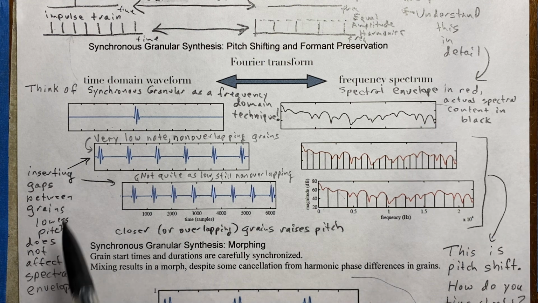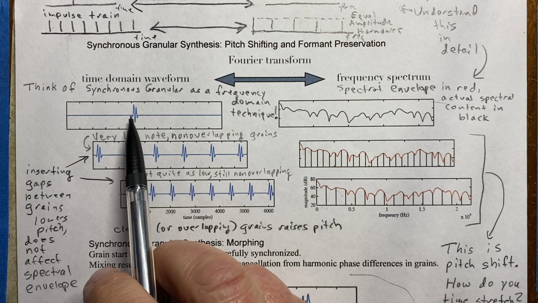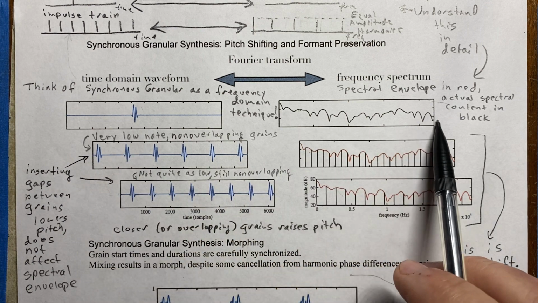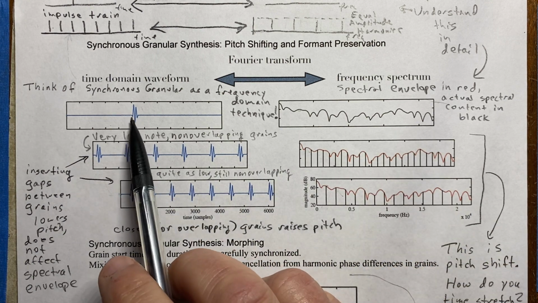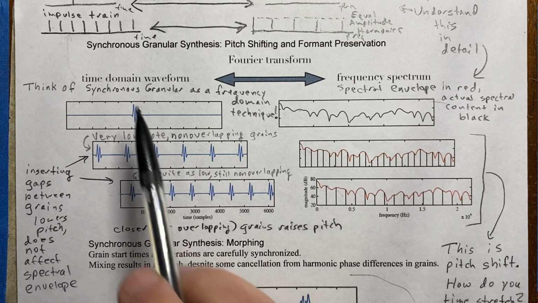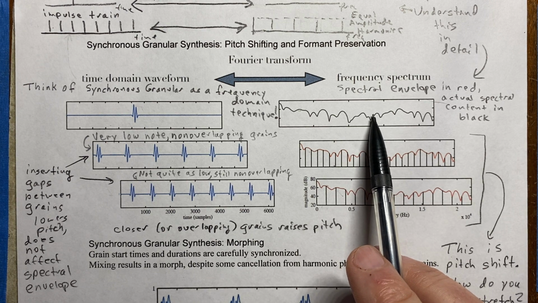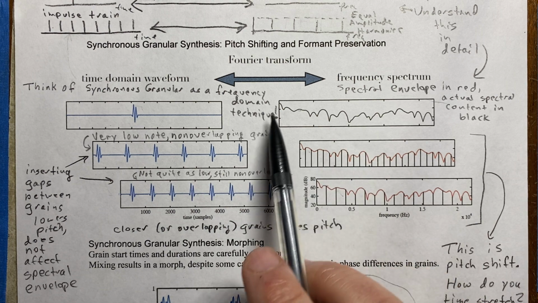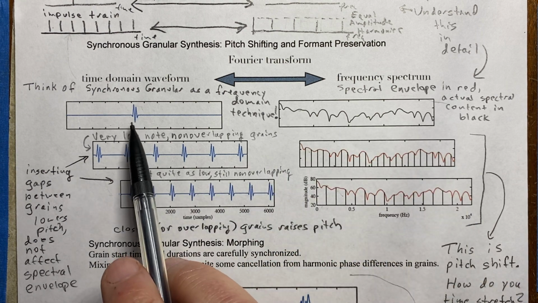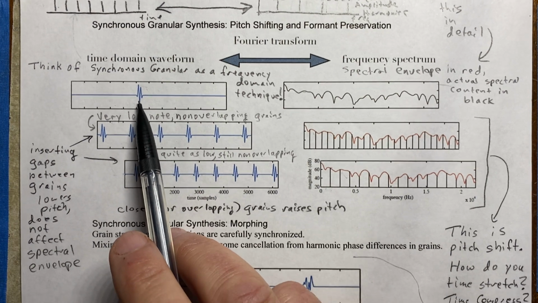All right, so in time domain, if you have a single grain, a single two-period grain, it's going to have some spectrum associated with it. So you can think spectral envelope: you can think of that grain in time domain, or you can equally well, or sometimes better, think of it in frequency domain. So here you have this spectral envelope that corresponds to this grain. If you think of this as a frequency domain technique, I think you'll get more out of it.